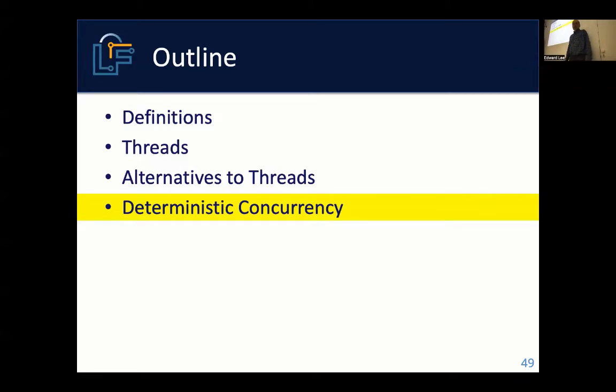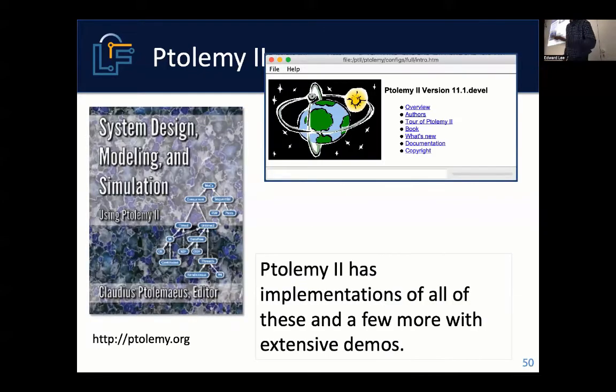So for the moment, right now, the agenda is to talk about deterministic concurrency and look at a variety of different ways of achieving it and look at what their properties are, okay? And there's whole communities around these.